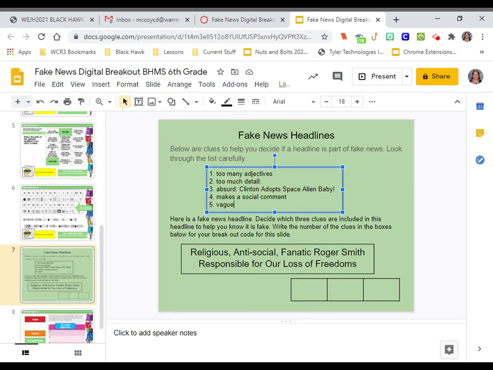And then you're going to write the number of the clues in these boxes. So if it's too many adjectives, you're going to put 1. If it's absurd, you're going to put 3. If it's vague, you're going to put 5. You're going to have 3 different numbers, 1 in each box, that are clues that go with this headline.